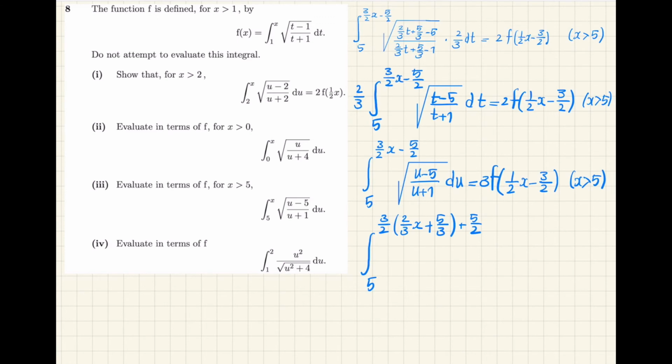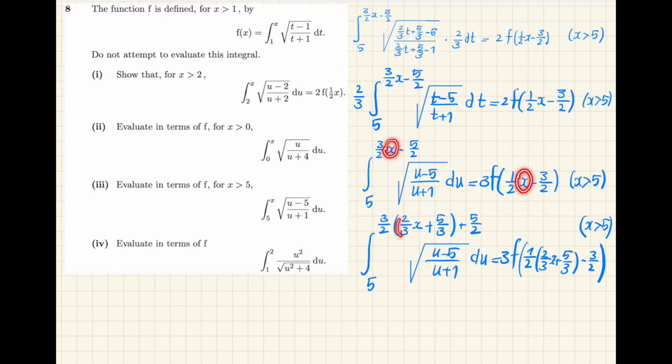And then this becomes the square root of u plus 1 du, which is equal to 3 f of 1/2. You will see why this is working. I have to replace that x with this expression as well, and then I have minus 3/2. But still this formula works if x is greater than 5. So let me repeat what I have done. I have replaced this x everywhere, here and there, by this expression.